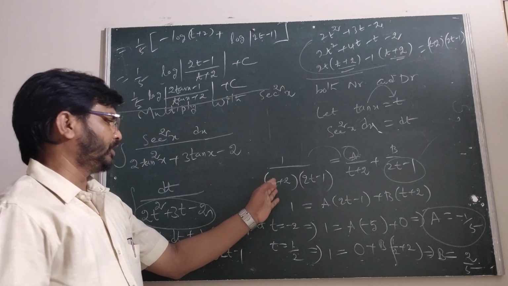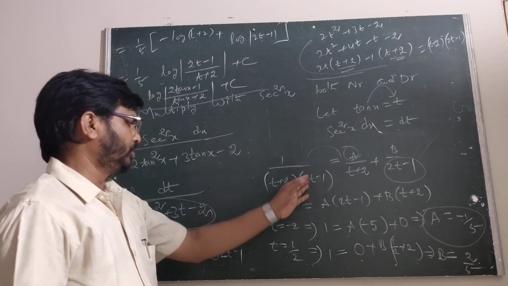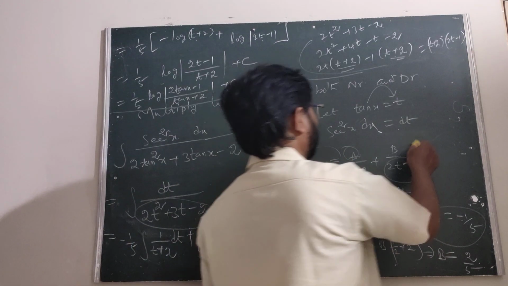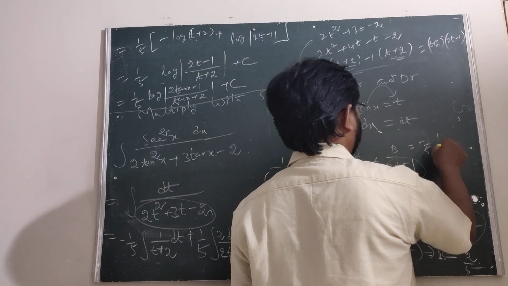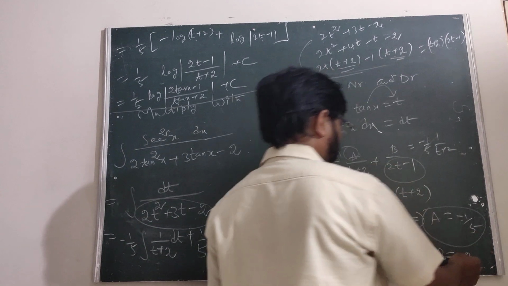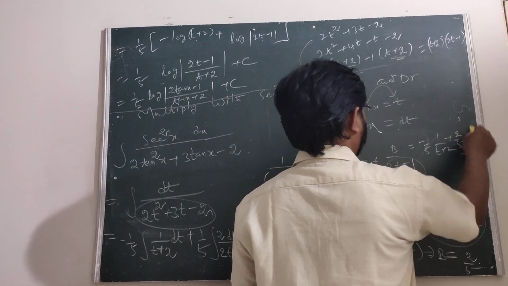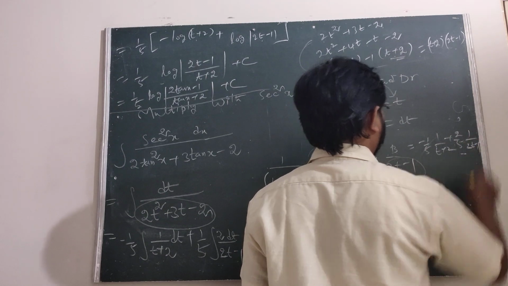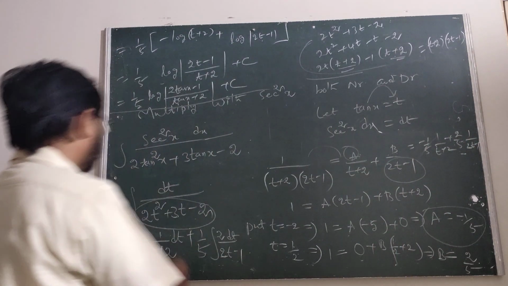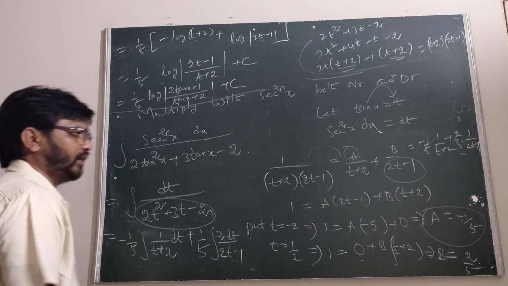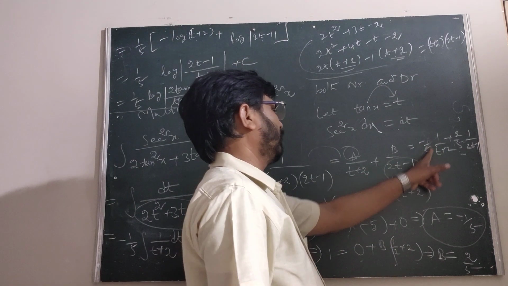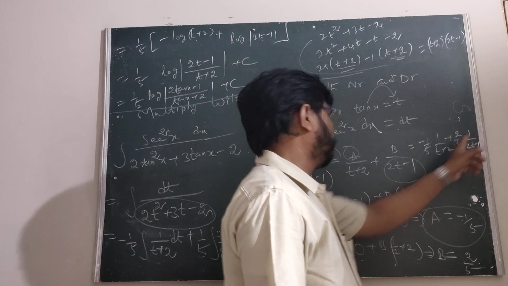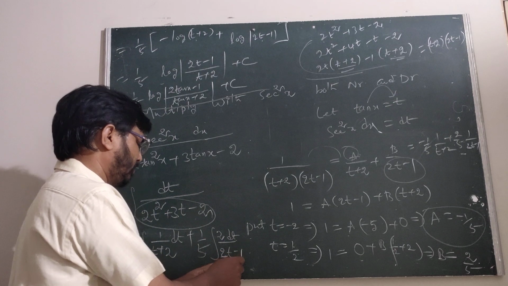After that we can put t equal to minus 2, we get A. Put t equal to 1 by 2, we get B. These two values are substituted in this. We get A as minus 1 by 5 by t plus 2, and the value of B is 2 by 5 by 2t minus 1. Now we can apply the integral: minus 1 by 5 integral 1 upon t plus 2 plus 1 by 5 into 2 dt by 2t minus 1.